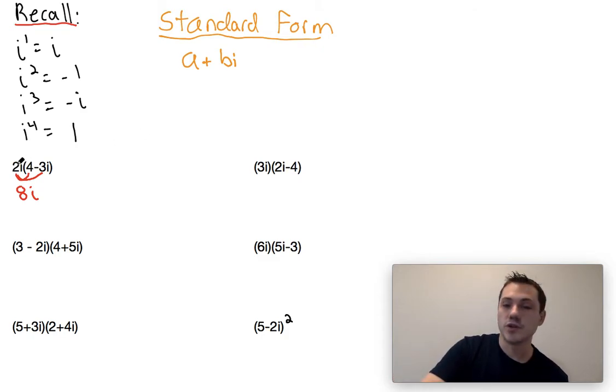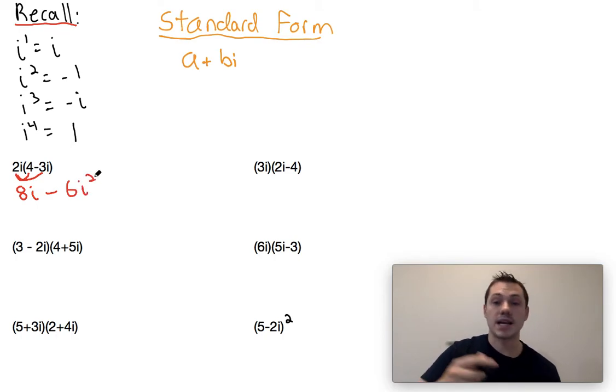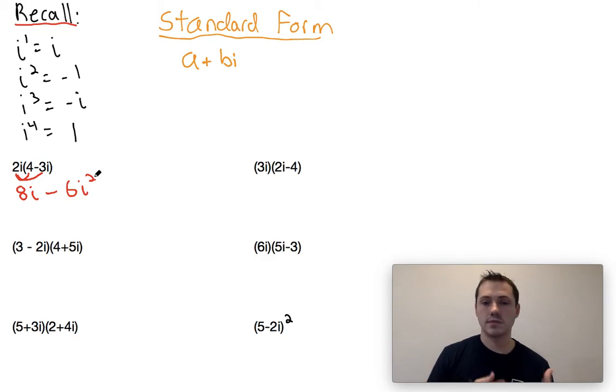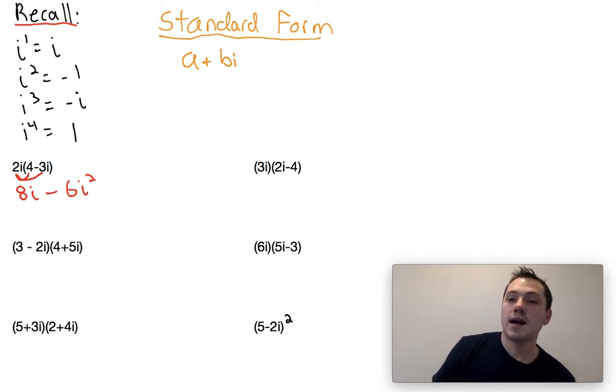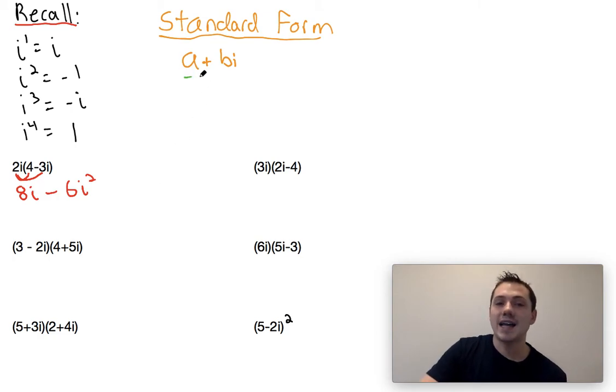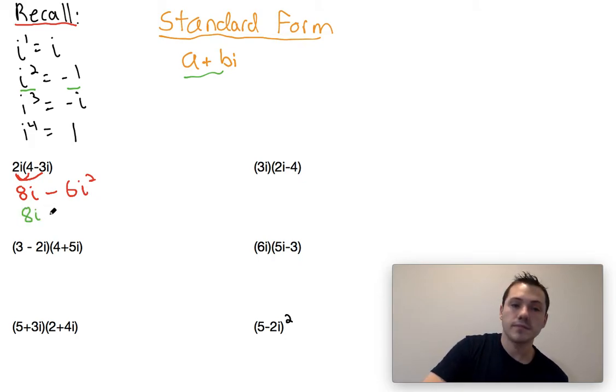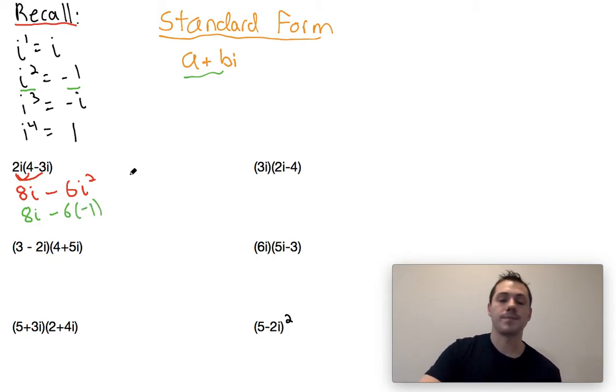And then if we do 2i times negative 3i, 2 times 3 is negative 6, and i times i is i squared. Just like x times x is x squared, or 3 times 3 is 3 squared, i times i is i squared. Now, the only problem with this so far is that it's not in this standard form of a plus bi. So how do we get it there? Well, if we recall, i squared is equal to negative 1. So I'm going to take this i squared value and simply replace it with negative 1. I can do that because the two are equivalent to each other.